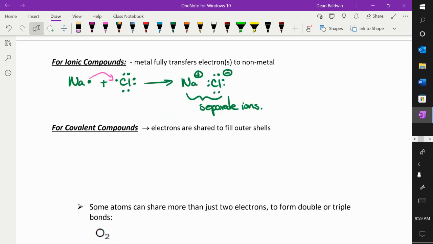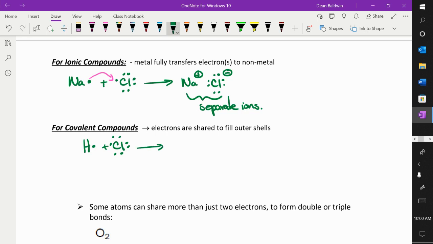All right, covalents are more interesting. So, covalents, electrons are shared to fill the outer shells, all right, to be like a noble gas. So, if we're going to do HCl, hydrogen has its 1 valence electron. Chlorine has its 7. It wants that electron, but chlorine isn't strong enough to pull it from hydrogen. Hydrogen's like, I'm not giving it up. I'll give you most of it, but I'm not going to give up all of it. So what happens is they share it.